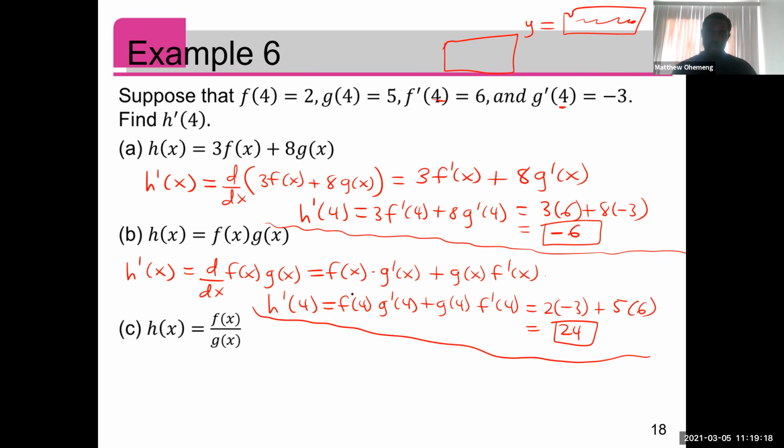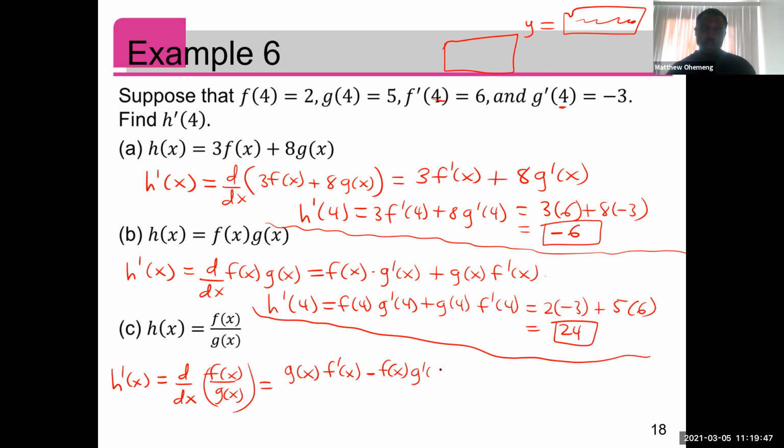Okay, now let's get to C, h prime of x. For that one, we just attach a differentiation operator, d over dx of f of x over g of x. That'll be the quotient rule, because it's a quotient of functions. By the quotient rule, it's going to be low d high, so g of x times f prime, minus high, that's f of x, d low, that's g prime of x, all over the square of what is below.